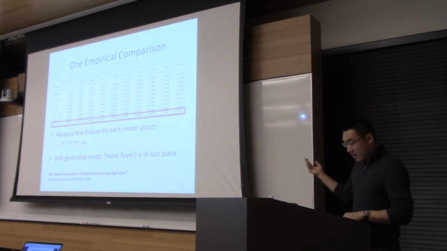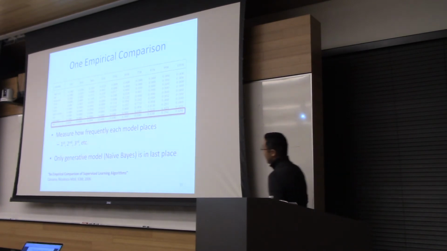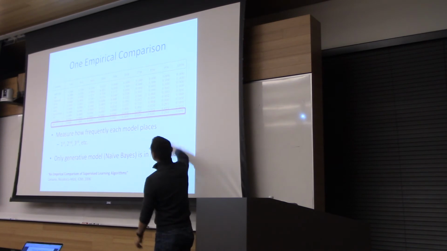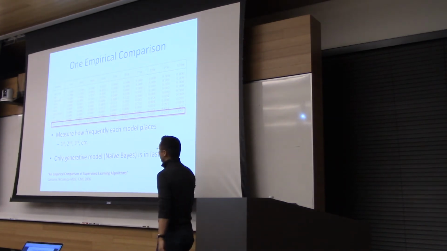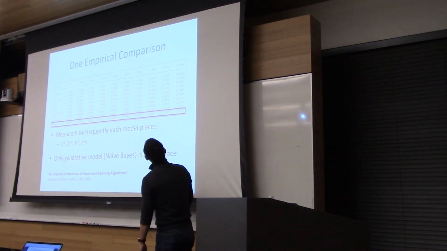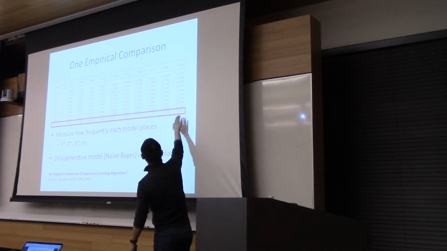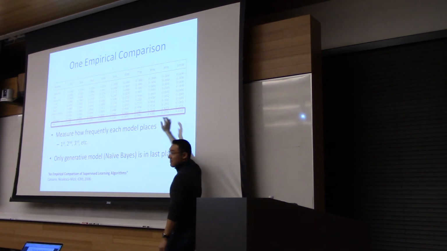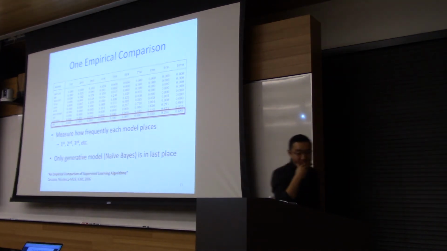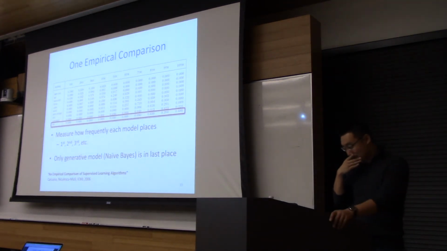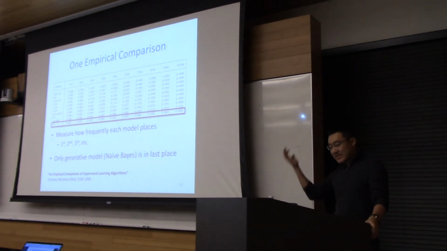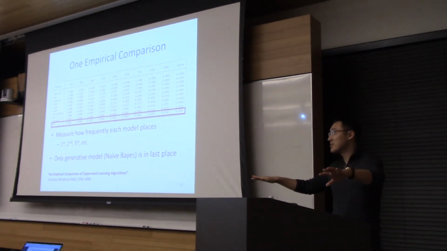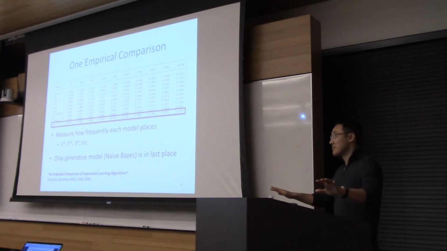So here's a study from a paper that I referenced before, and here's a very detailed, broad set of comparisons, and Naive Bayes basically comes in last place on over half of the experiments that they did. So if your goal is explicitly to predict this type of Y with no missing values, you should not use Naive Bayes.